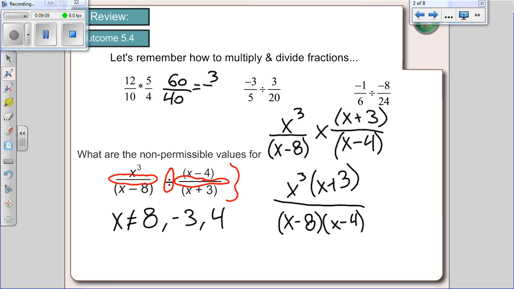The number of divisions tells you the number of areas to check. So, I have 1 division here. I need to check that area there. What makes that 0? I have a division here. I have to check up here to see what creates that to be 0. And then I have another division here, so I have to check the bottom area there. 3 divisions, 3 areas to check.